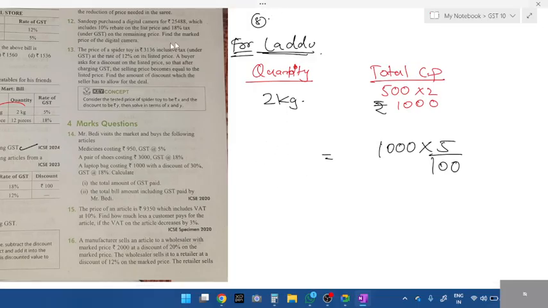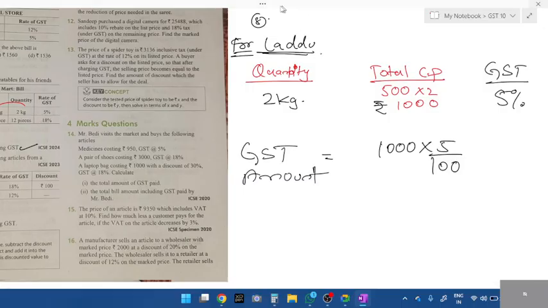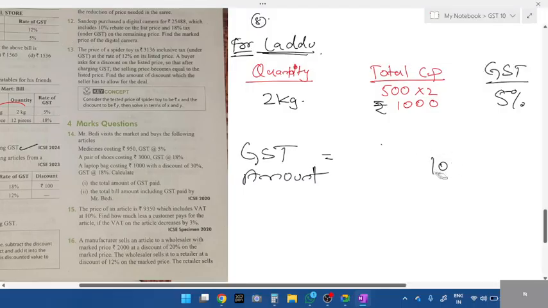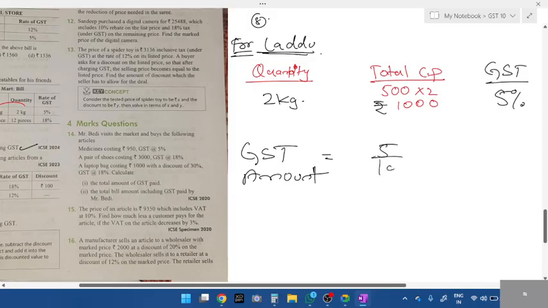Wait, let me tell you how to write. Do the same calculation. Quantity 2 kg, total cost price rupees 1000, GST is equal to 5%, right? GST amount is equal to, yes, start the calculation. All of you tell me what's the GST for laddu, students? 5 divided by 100 into total 1000. What's the answer? All of you got 50. Next, for laddu it is done.